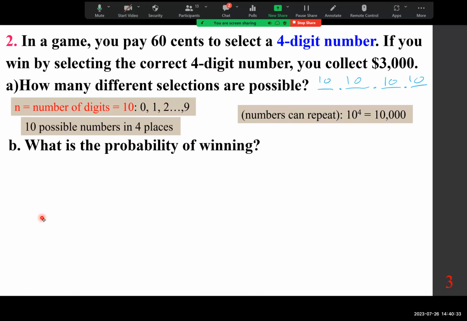What is the probability of winning? By definition, probability is n of winning over n of s. So simply there is one way to win. So 1 out of 10,000.